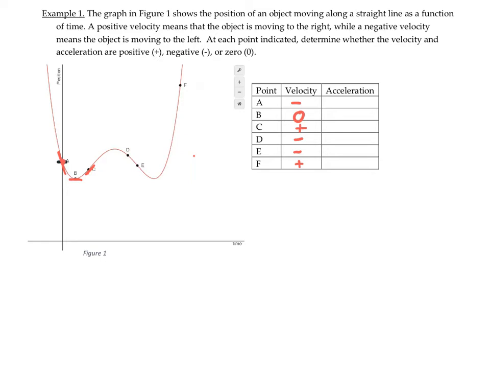Okay, the acceleration is a bit trickier. So for the acceleration, I have to look at whether the velocity is increasing or decreasing. So if I look at point A, I'm going to look at a point slightly before point A and a point slightly after point A. I see that my velocity is negative near A, but my velocity is becoming less of a negative number. So let's say that I assigned this a slope of -5, and I assigned this a slope of -4.